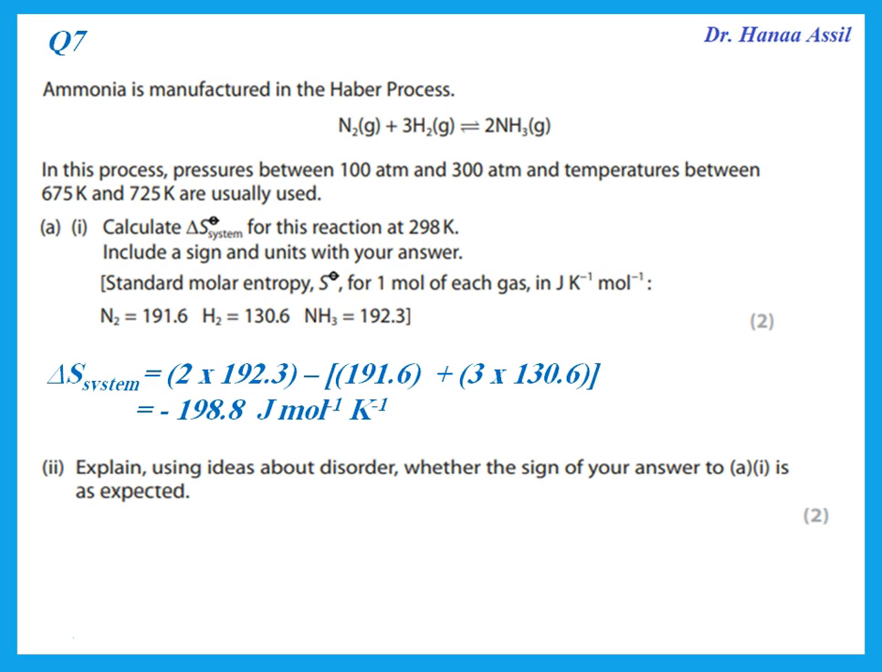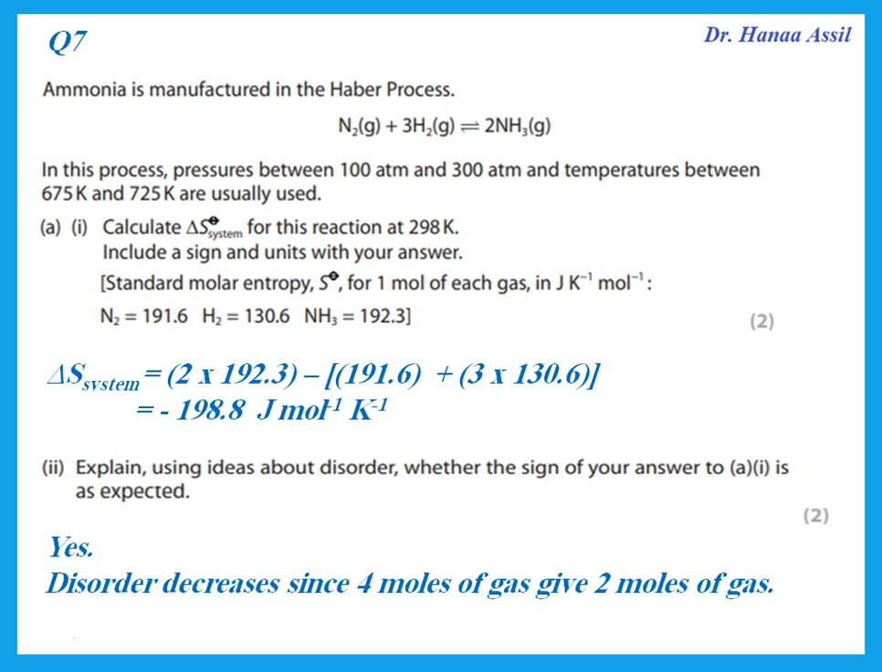Explain using ideas about this order whether the sign of your answer to A1 is as expected. If you look at the equation for the Haber process, I have 4 moles of gases giving 2 moles of gas. That means I have a decrease in entropy. So when we say delta S of the system is negative, that is correct. It is the sign that is expected because this order decreases since 4 moles of gas give 2 moles. Are we following how to explain your answer?